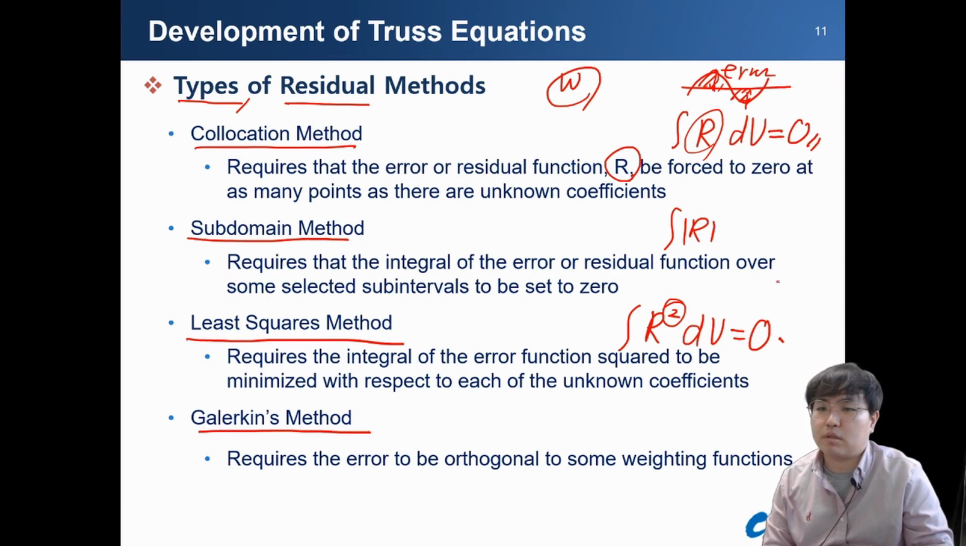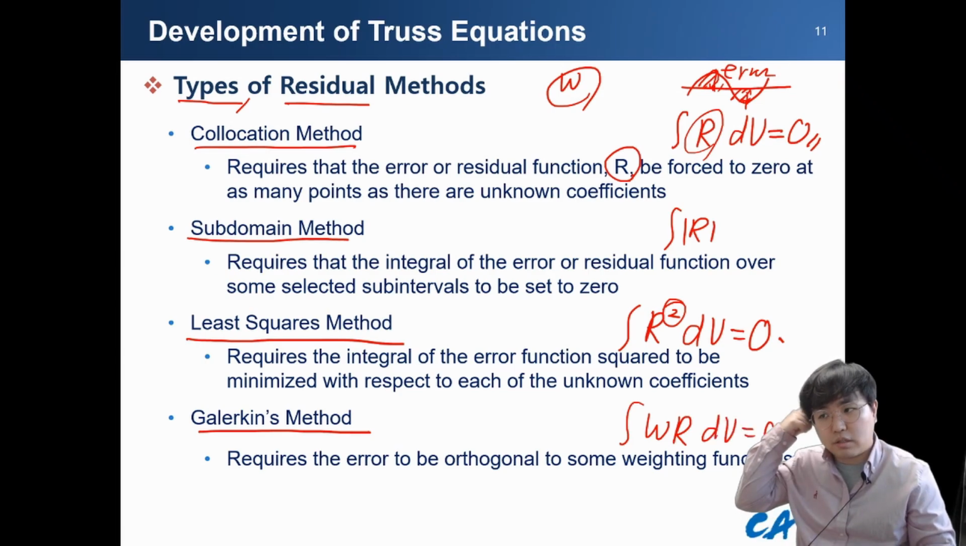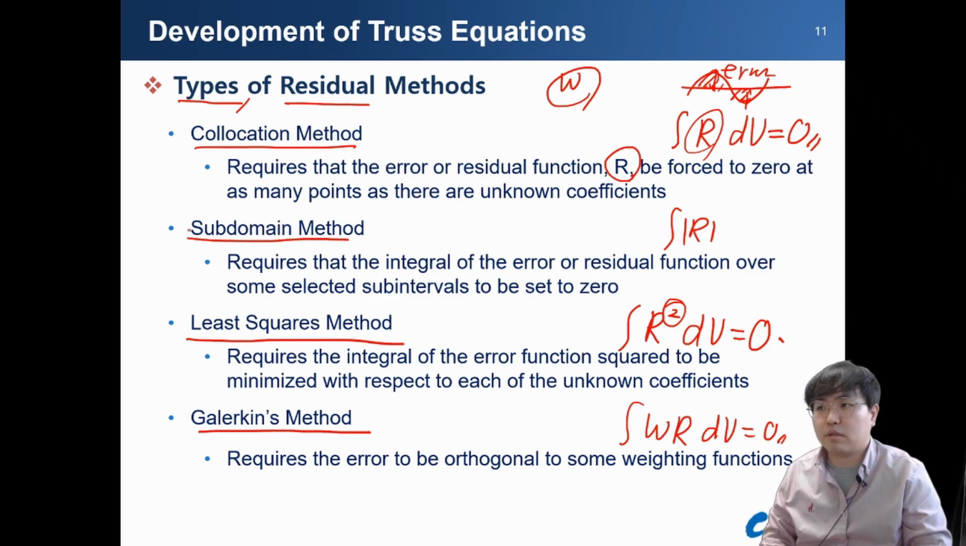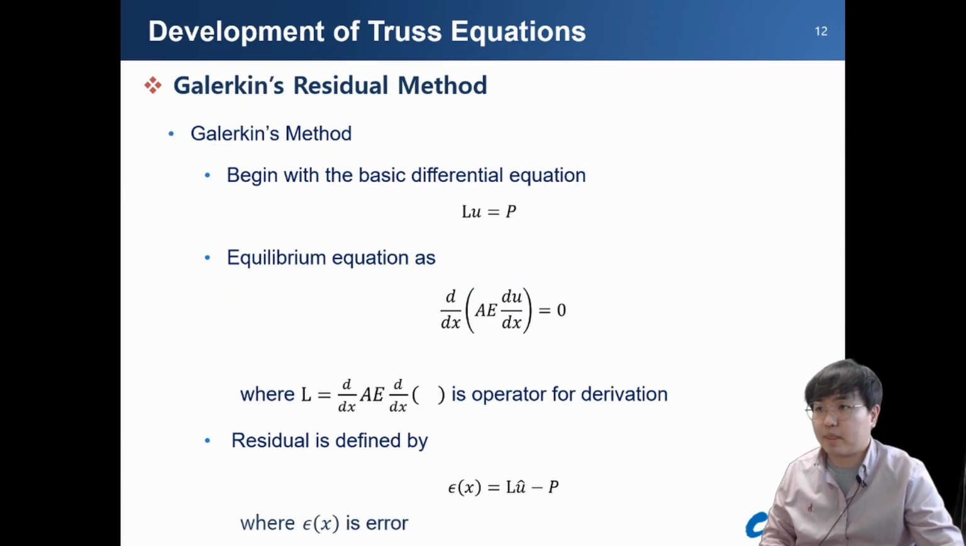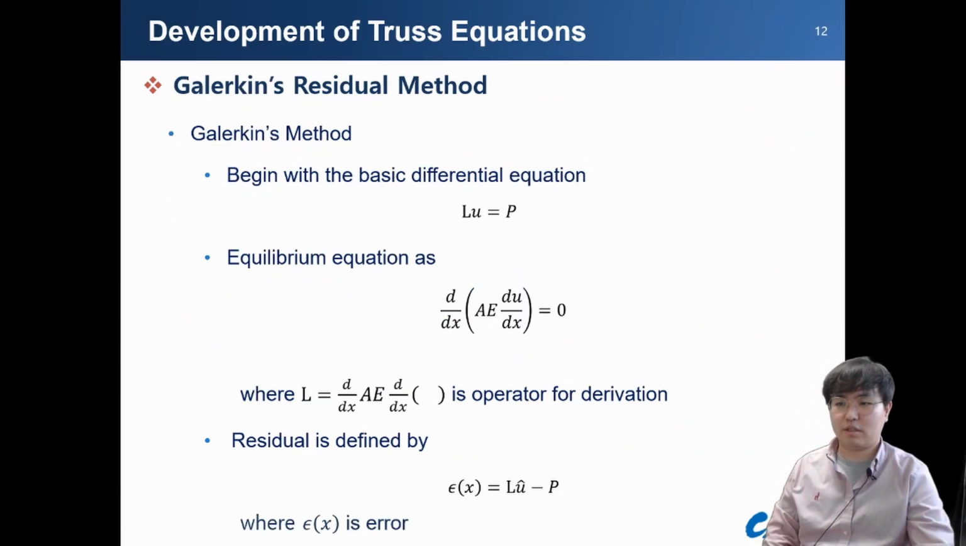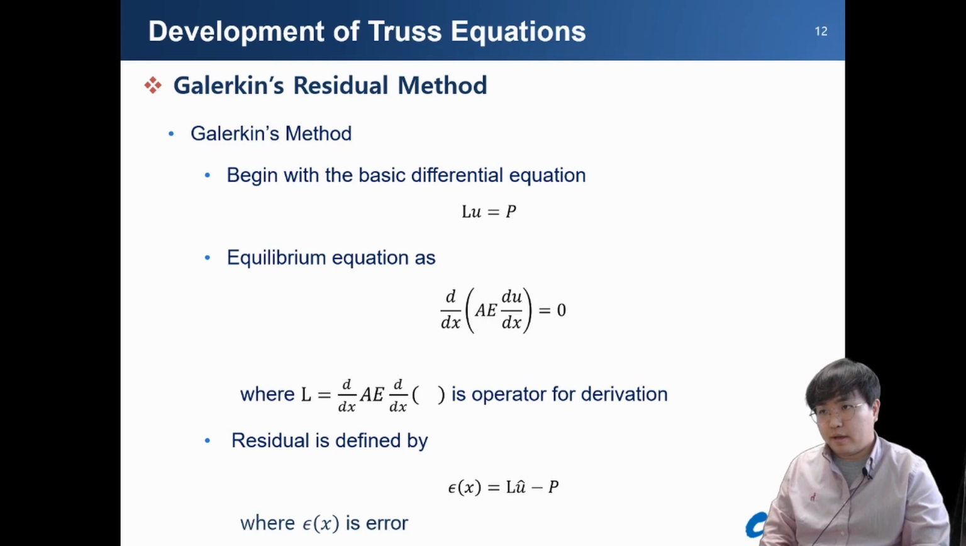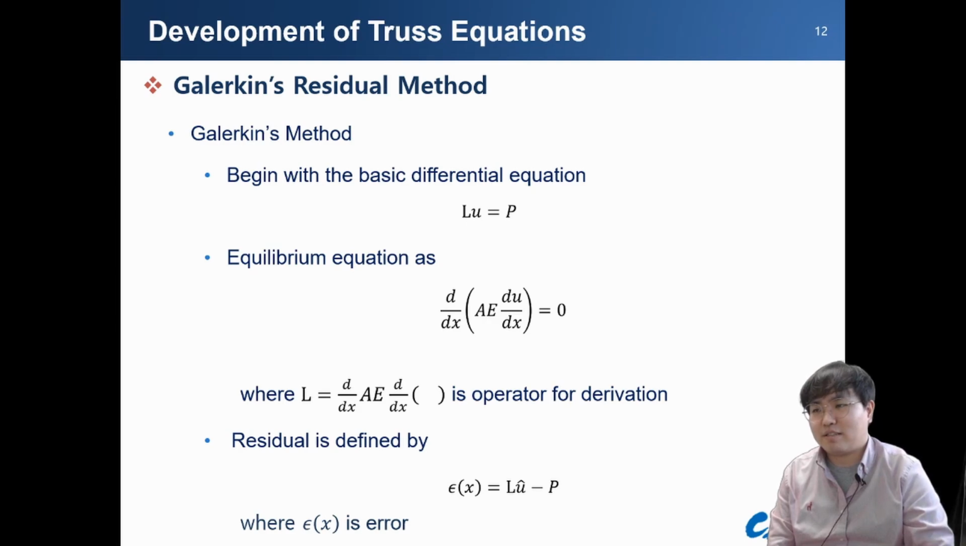So anyway, the Galerkin residual method is what we already saw in the previous slide. This equal to 0. So the Galerkin method is more powerful compared to these three, so I'm going to introduce only the Galerkin method. So let's get into the details. Although we do not yet understand the weight function, let's start.